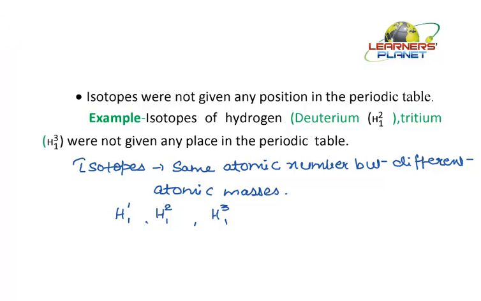Like for example, chlorine. Chlorine has 2 isotopes. The atomic weight of one is Cl 35.5 and the other is Cl 37.5. So there are 2 isotopes of chlorine also. Likewise, students, there are many elements which have isotopes. So he couldn't assign any position to the isotopes. If he is arranging elements on the basis of atomic weight, he should have kept places for the isotopes also. But he didn't do that.